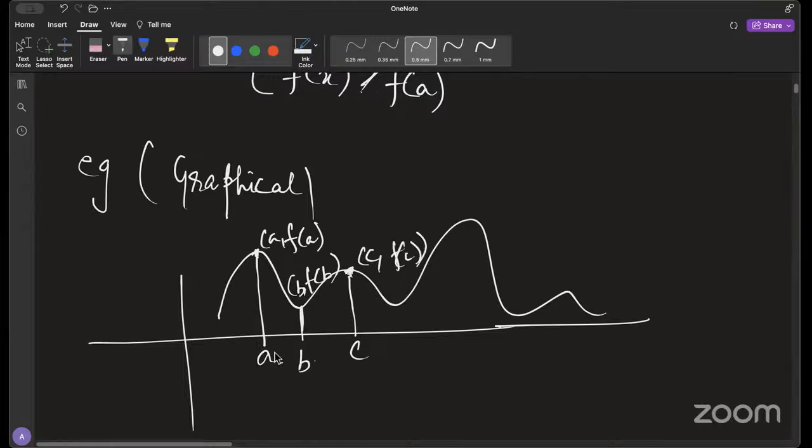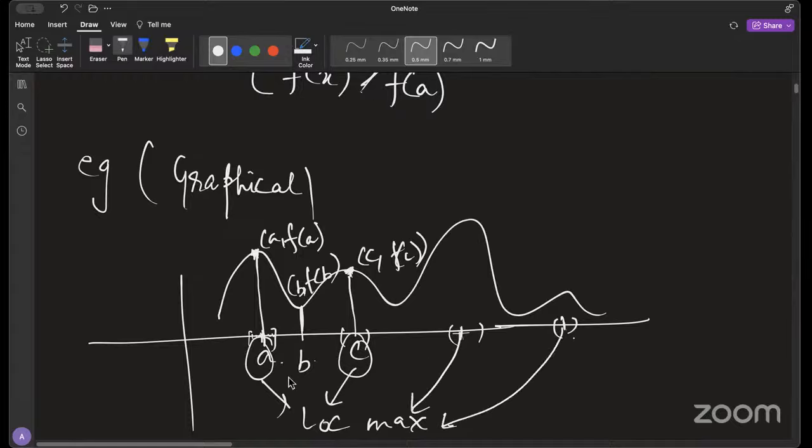These two are local maximas. This is a local maxima because there is a neighborhood, or you can say an interval around A, where A has maximum height. Everyone else here has lesser height than f(A). Same is the case here, and here, and here. So this is a local maxima, this is a local maxima, this point is also a local maxima, and this point is also a local maxima.